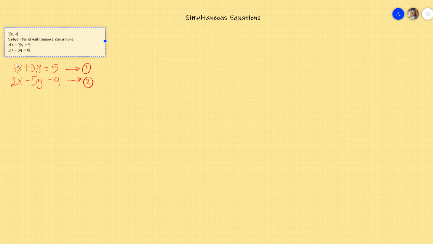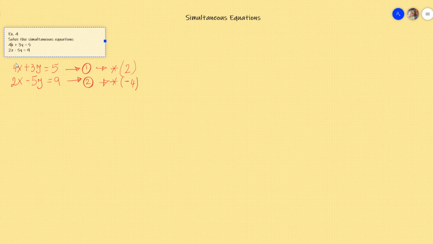So whatever you want to choose, x or y, I will choose x in this example. So here, by multiplying equation 1 by 2 and multiplying equation 2 by negative 4, I will have 8x up and negative 8x down.